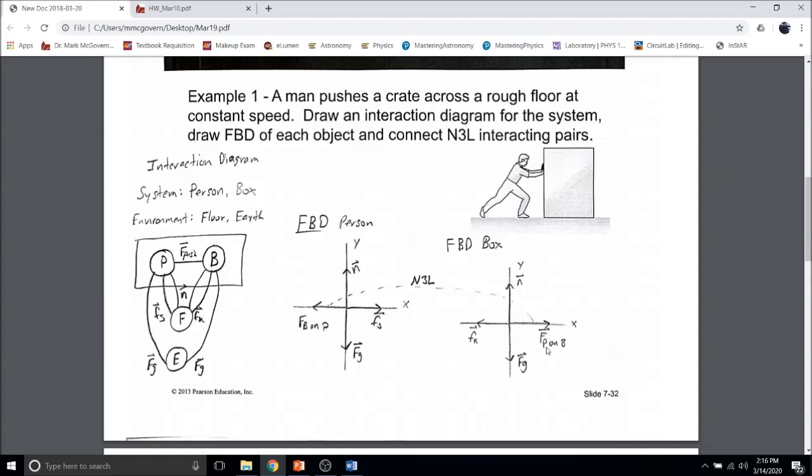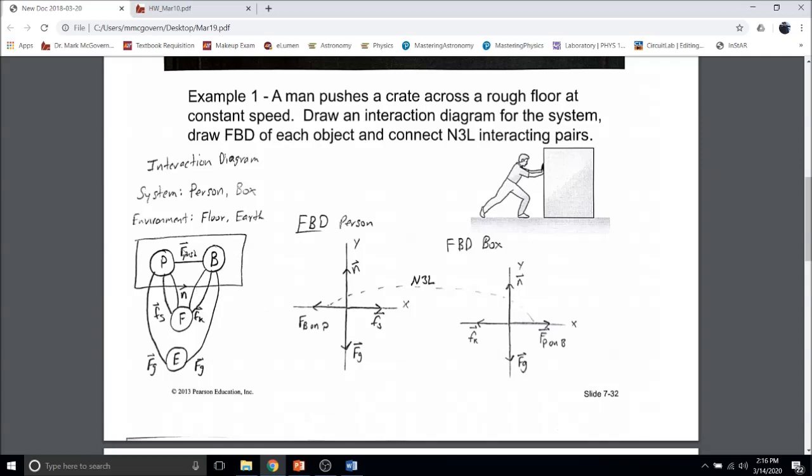And then we have F of P on B. This is the person pushing on the box. So again, it's force of person on the box. And those two forces, the kinetic friction and the push, are equal because it's constant speed. And there is one interaction here. You draw a little dashed line between the F P on B and the F B on P to indicate a Newton's third law interacting pair.